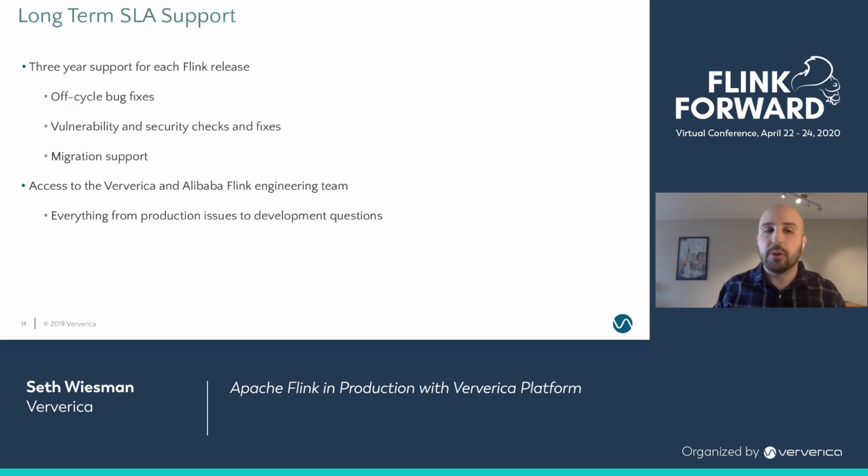That long-term SLA support does come with 3-year support for each Flink release, which means off-cycle bug fixes. If you find something in Flink that is causing you issues in production today, we can get you a fix out the door immediately, where the open source community only releases roughly every 3 months, and not everything is prioritized for every release. We do vulnerability and security checks and fixes. So for instance, Flink uses Jackson as a dependency. It is regularly flagged with security vulnerabilities. We will upgrade the version and ship you a new release.